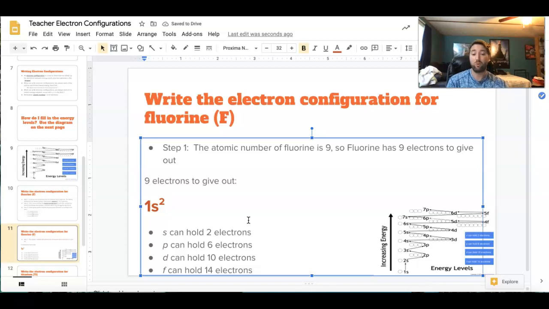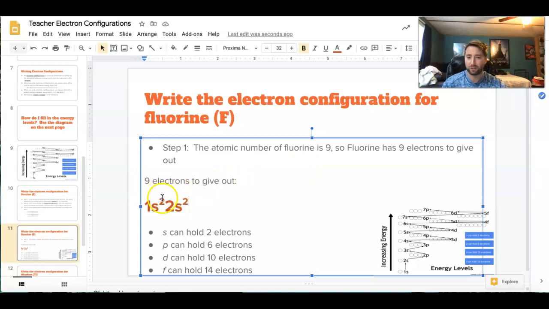After 1s, following the little diagram over here, we go to 2s. So we type 2s, and again ask yourself how many electrons can s hold, and the answer is 2. So you do 2s2. And the way that you do the little superscript is you hold down Control, and then you hit the period.